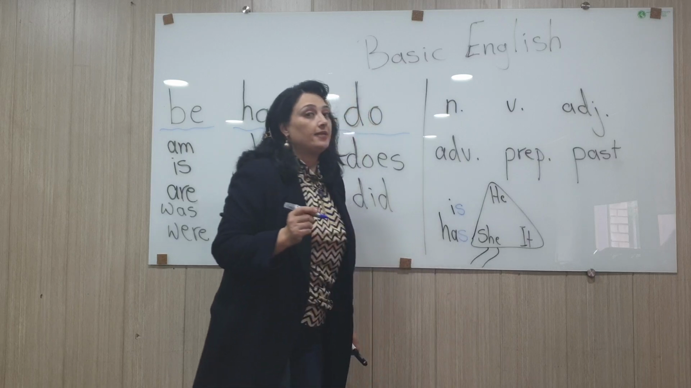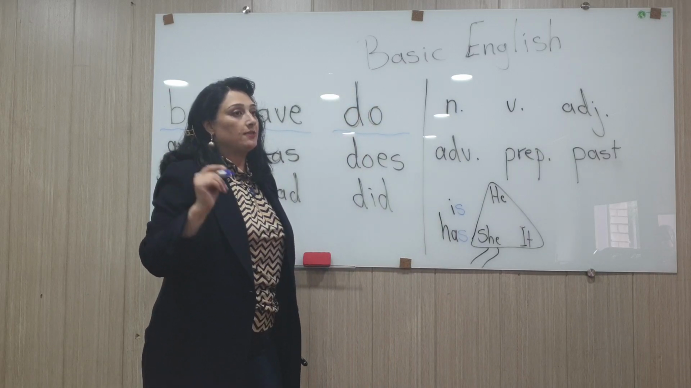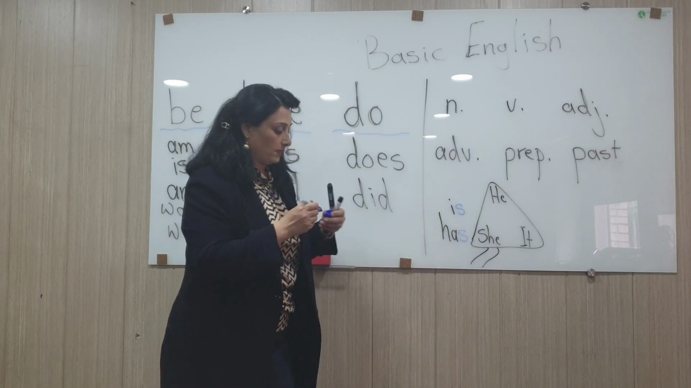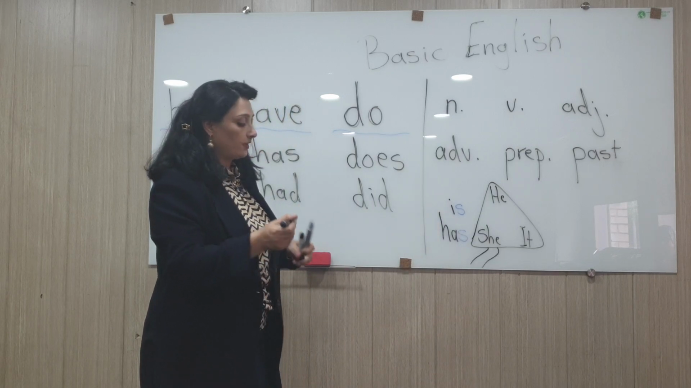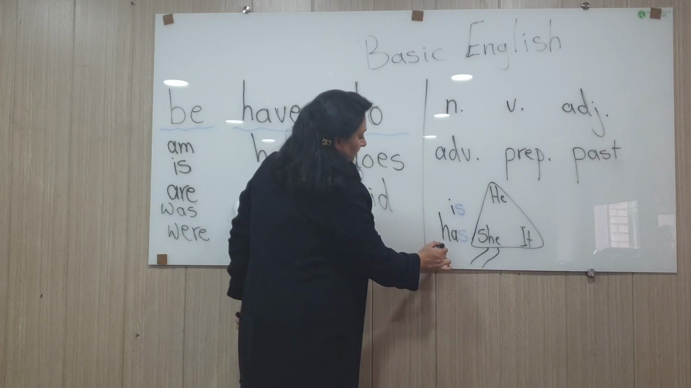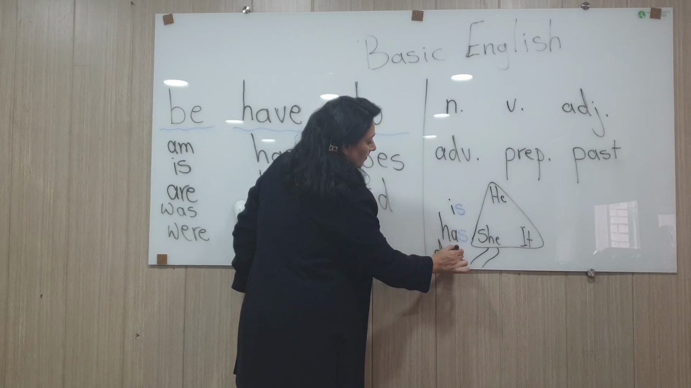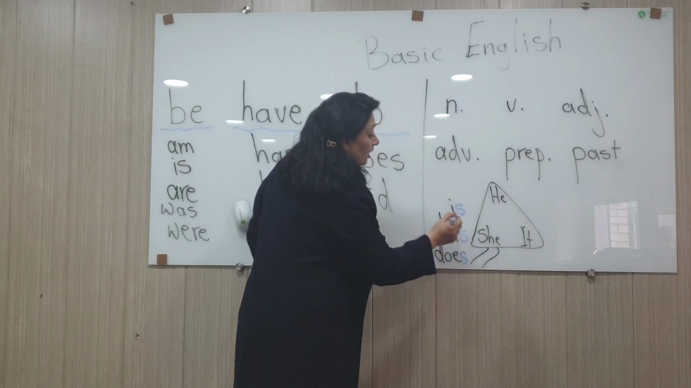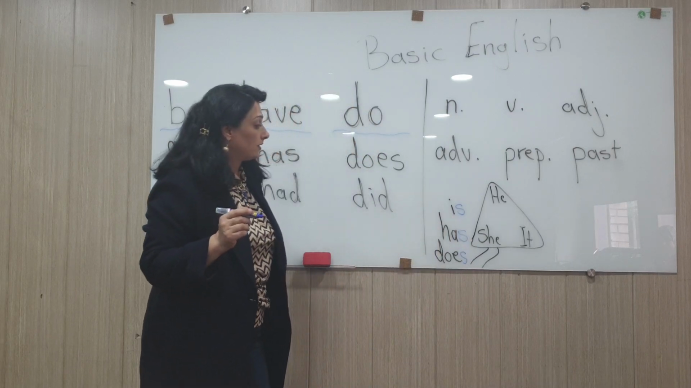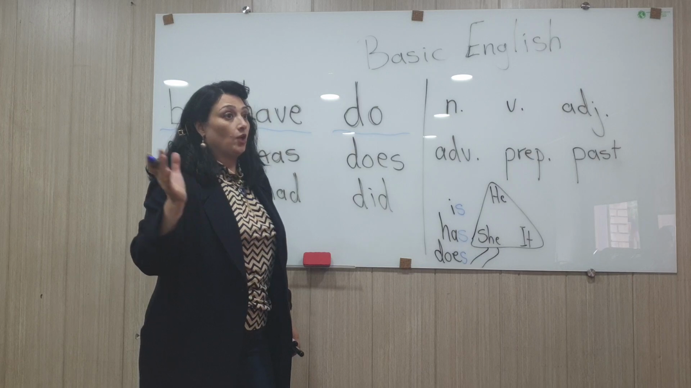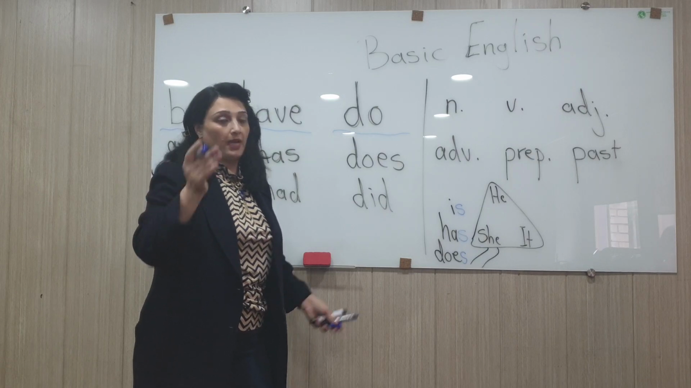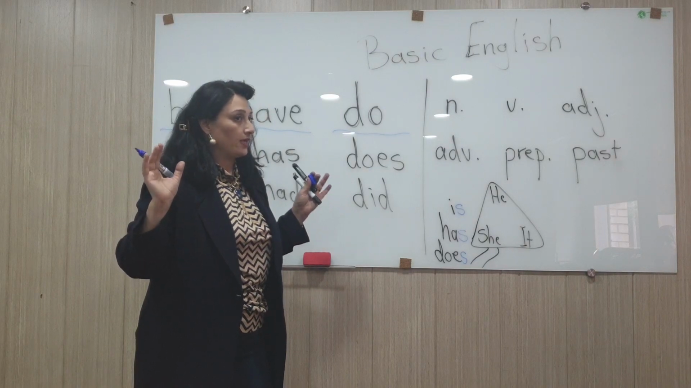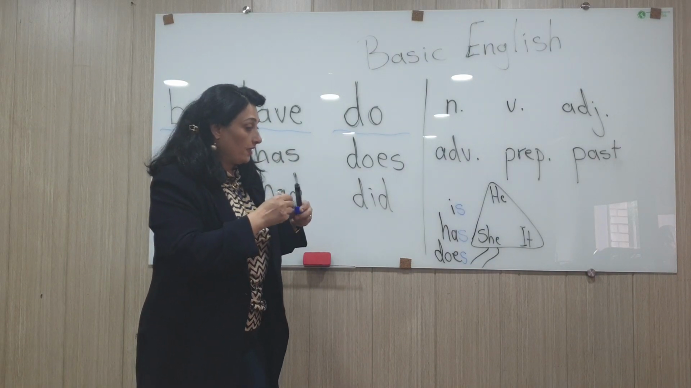Now, if we want to say is, also: he is a student, she is a lawyer, and so on. So now we take the verb does. She does her homework. He does his homework, and so on. Or any sentence we like. We can choose any sentence, okay?